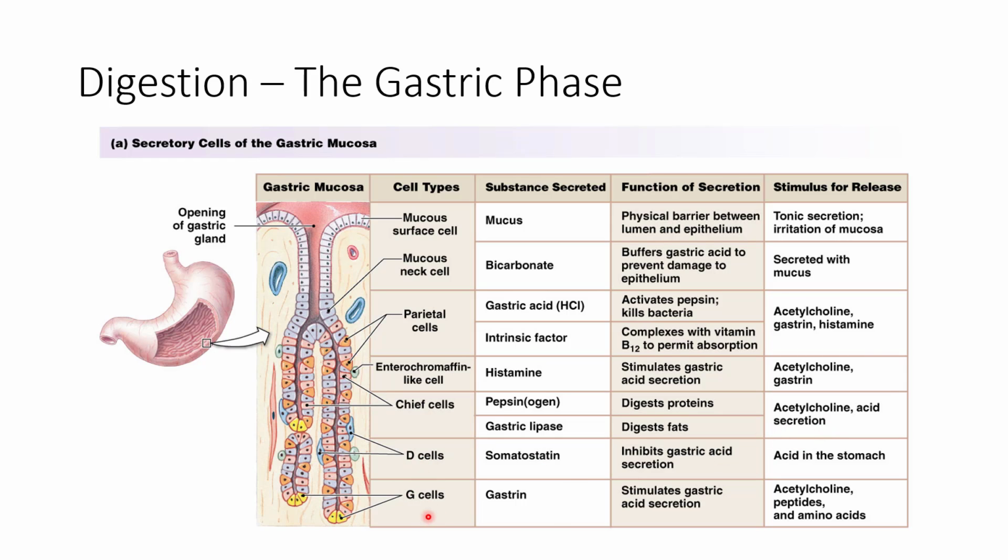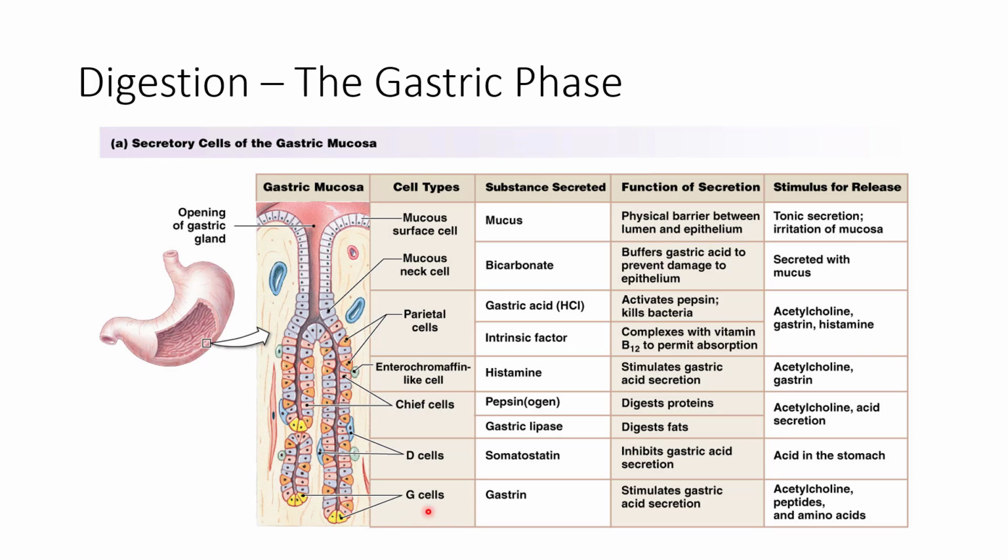Lastly, we have D cells and G cells. So D cells produce a gastric hormone called somatostatin. And this can bind to receptors in the parietal cells to actually stop gastric acid secretion. It says, look, we have too much acid. We don't need any more. When you take antacids, some antacids are just acting as a buffer like bicarbonate to try to reduce that down. Some of the pills that you take, though, act to try to increase the somatostatin that gets released.